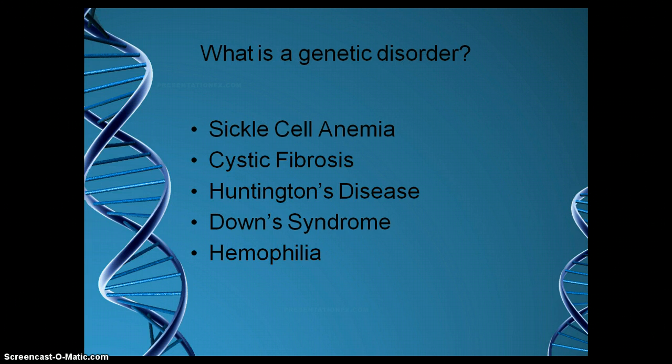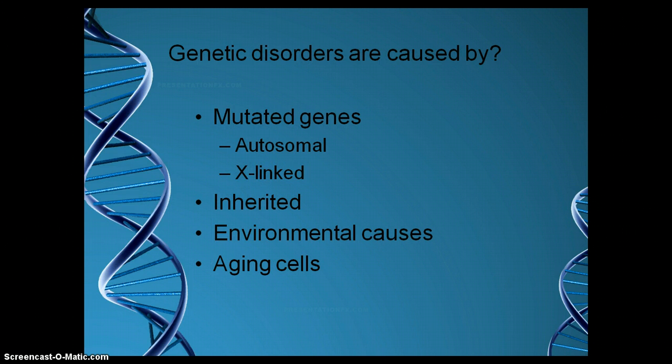Some common genetic disorders that you hear about are sickle cell anemia, which is an autosomal recessive disorder, and cystic fibrosis, which is also an autosomal recessive disorder. Huntington's disease is an autosomal dominant disorder. Down syndrome is basically the 21st chromosome has an extra one, so you actually have three of the 21st chromosomes. Hemophilia is an X-linked recessive disorder, and we're going to discuss X-linked disorders later on.